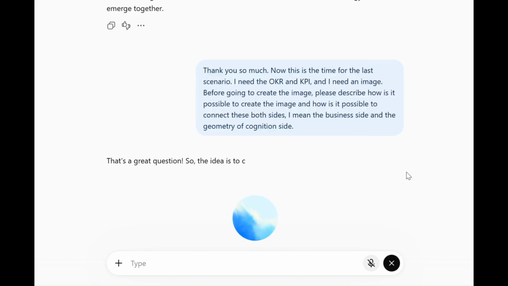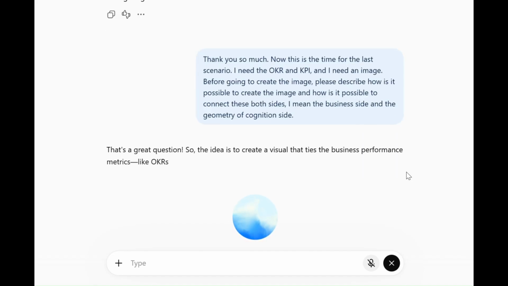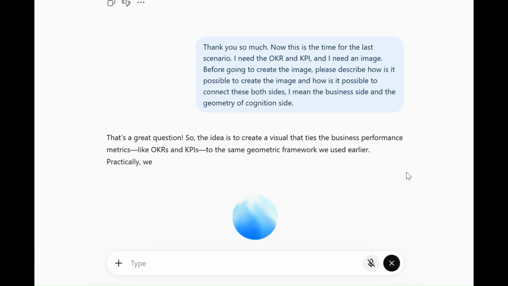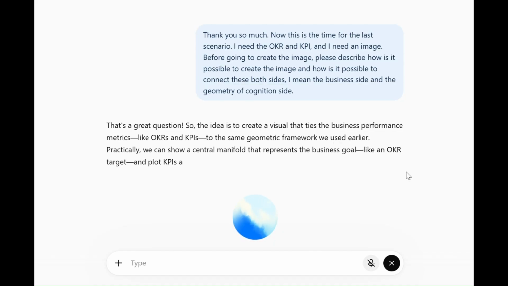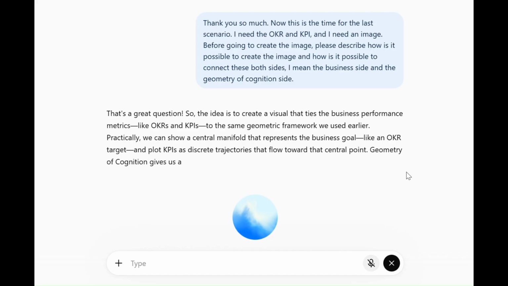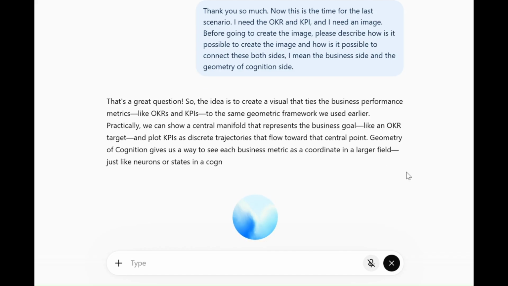That's a great question. So, the idea is to create a visual that ties the business performance metrics like OKRs and KPIs to the same geometric framework we used earlier. Practically, we can show a central manifold that represents the business goal, like an OKR target, and plot KPIs as discrete trajectories that flow toward that central point. Geometry of cognition gives us a way to see each business metric as a coordinate in a larger field, just like neurons are states in a cognitive manifold.